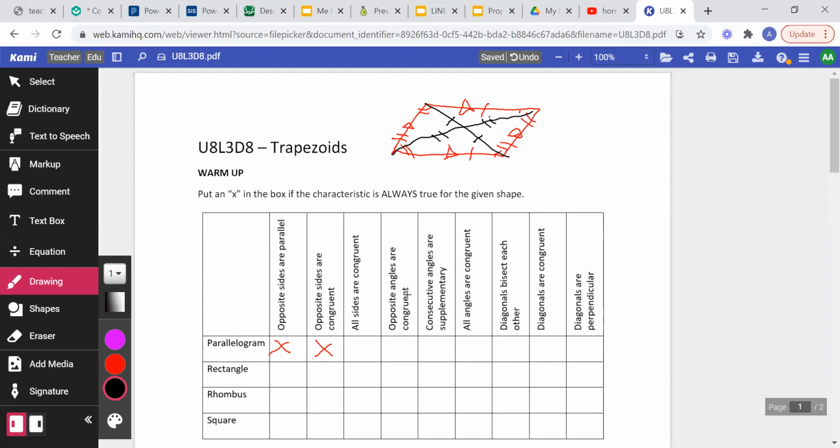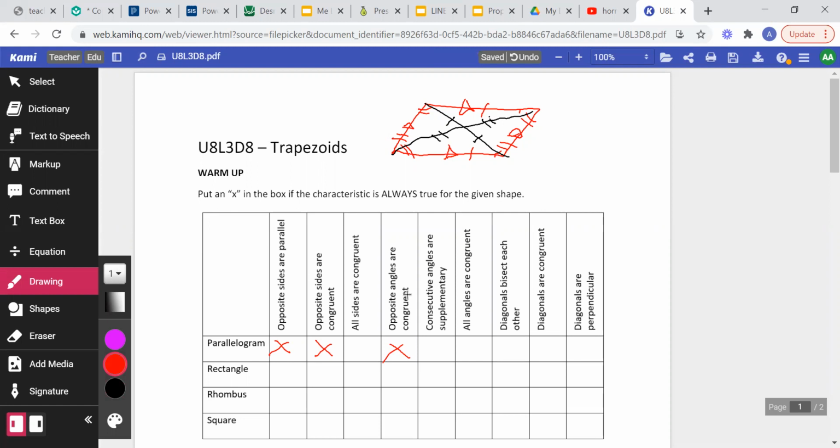So are all the sides in a parallelogram congruent? Is this side the same as this? No, okay. So in a parallelogram, all the sides are not congruent, okay? What about the opposite angles? Are they the same? Okay, Tyler is right. Opposite angles are congruent. What about consecutive angles? Are they supplementary?